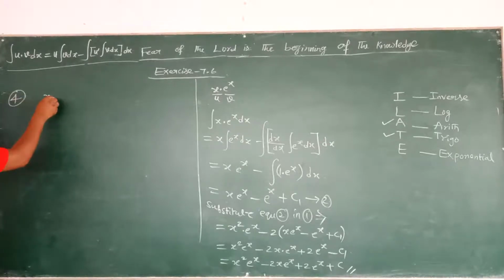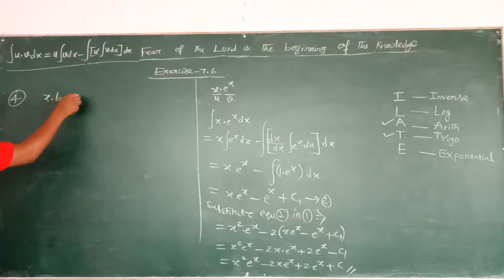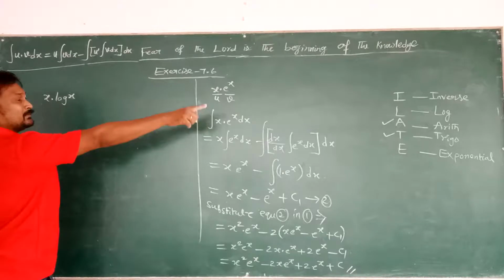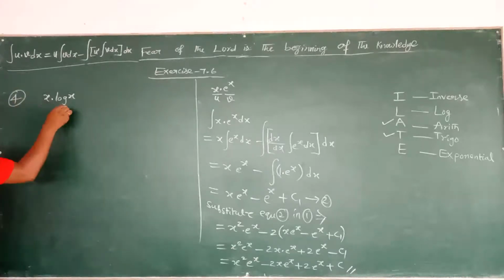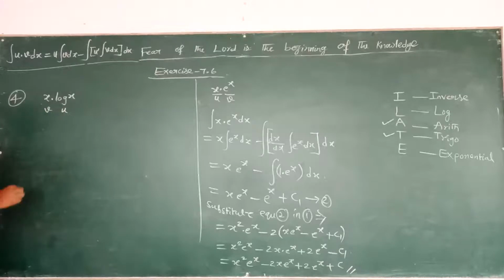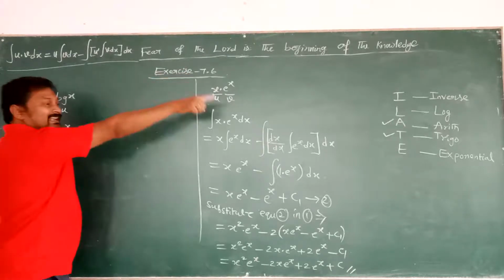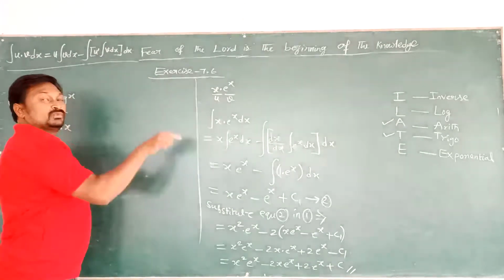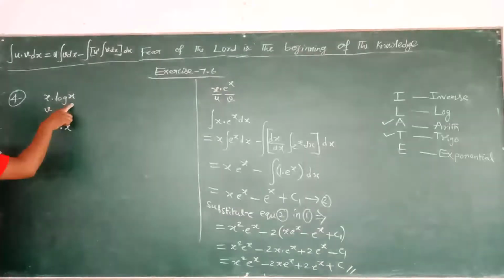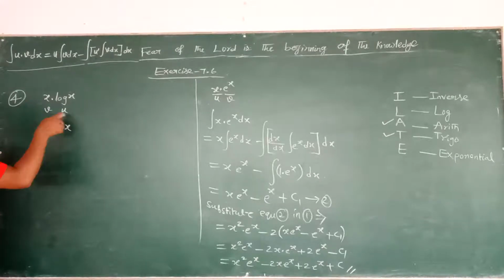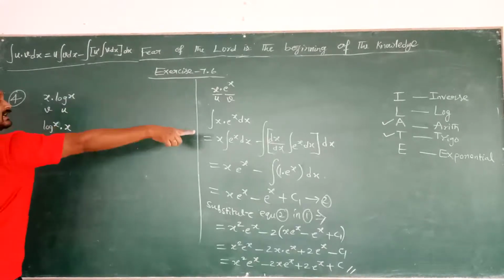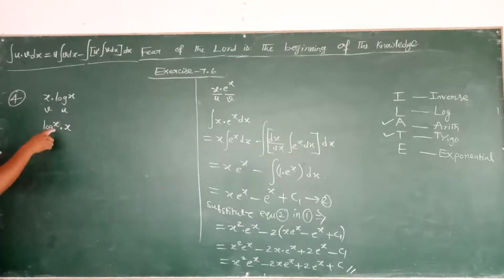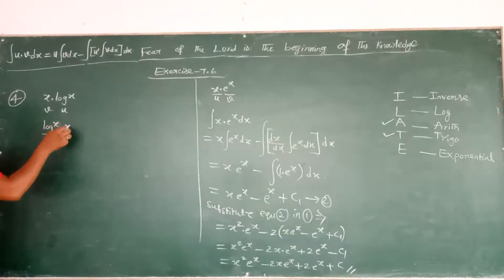What is that? x into log x. Observe now, according to the ILATE rule, what is first? Logarithmic is first, so this should be u and this should be v. Rearrange now: log x into x. What is the use of this ILATE? It helps you find which to take first. It is a logarithmic function and an algebraic function. Which one do I need to write first? According to ILATE, first logarithmic. So log x should be your u and x is your v.